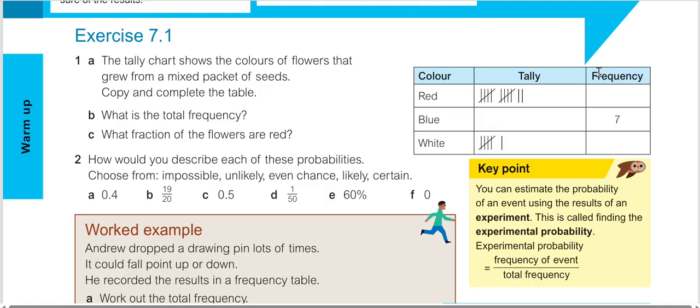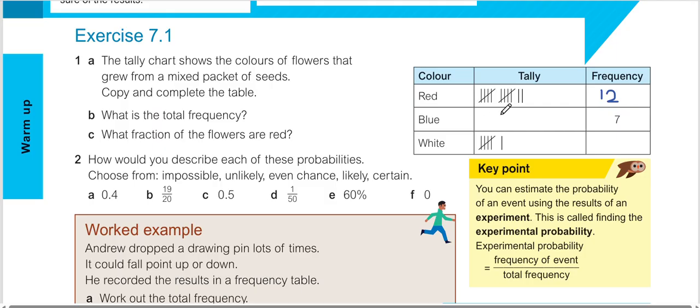On the right-hand side you can see there is a table with a color column, tally marks showing the number of flowers, and a frequency column as well. For red, count the tally marks and see how many there are. It's 12. So write down 12 in the frequency row.